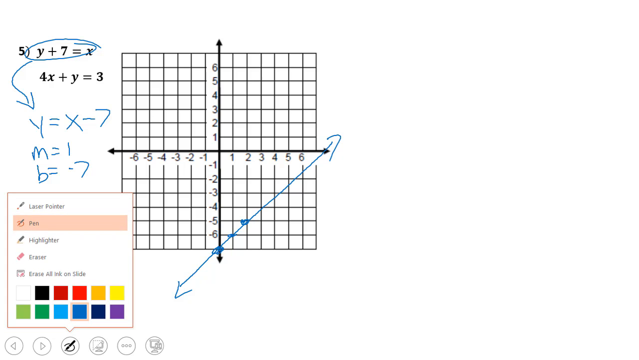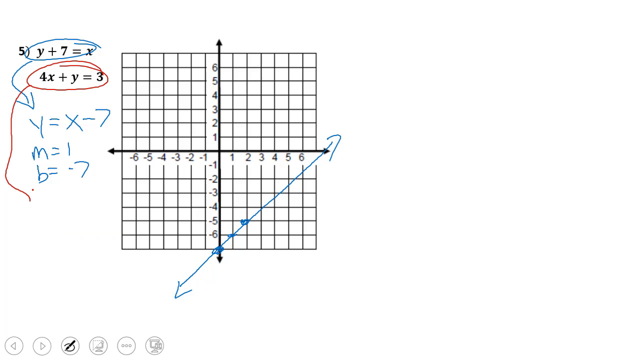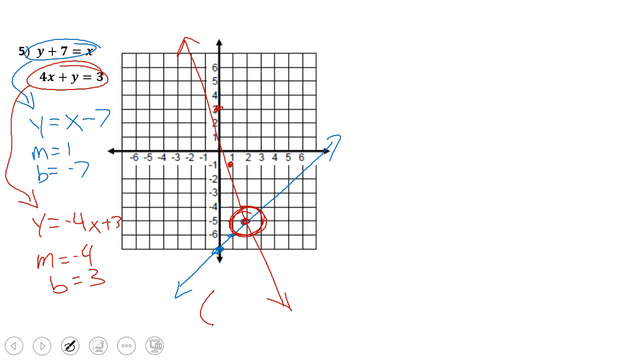And then I go to red for my next one. Again, I have to put that in slope-intercept form. This time I got to move the 4x. So y equals a negative 4x plus 3. And I come up here and say my slope is negative 4. My intercept is 3. So starting at 3, down 1, 2, 3, 4 over 1. 1, 2, 3, 4 over 1. And voila, we got it right here. And that ordered pair is 2, negative 5. So 2, negative 5, is my solution.